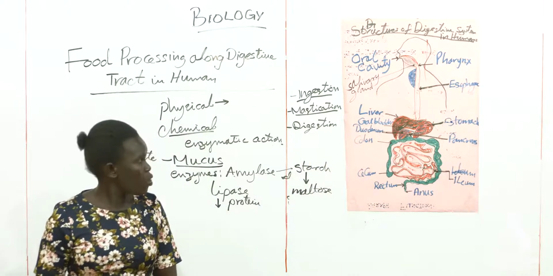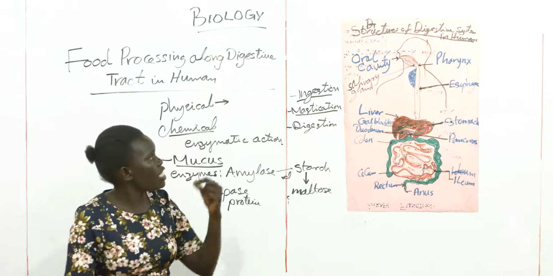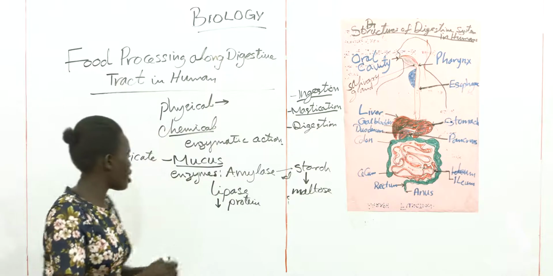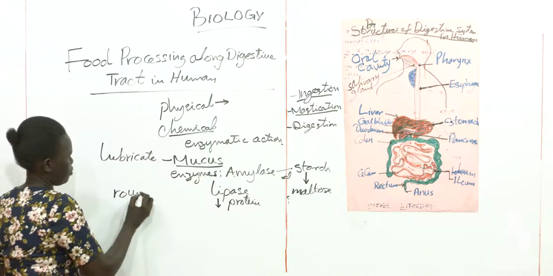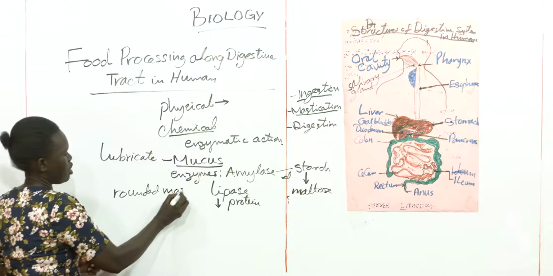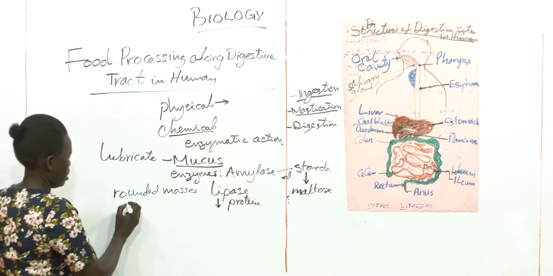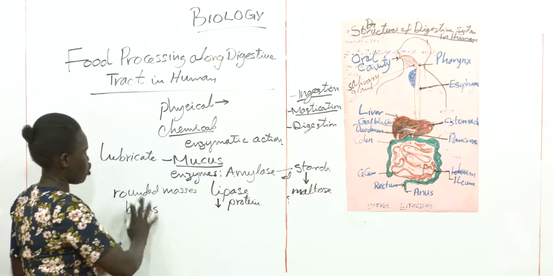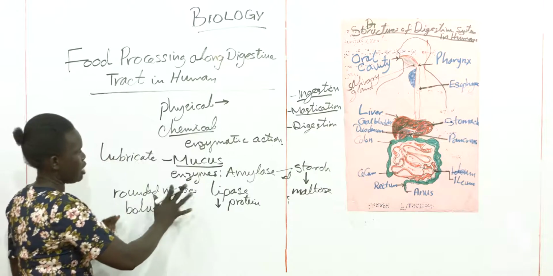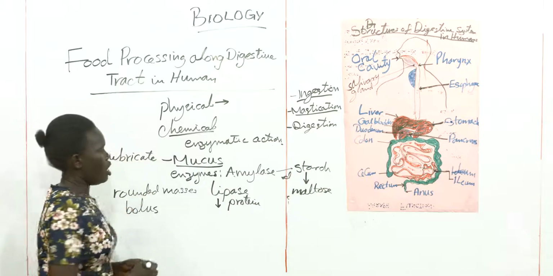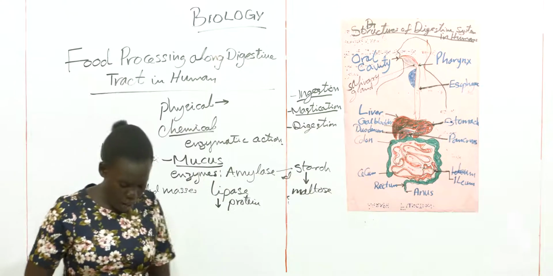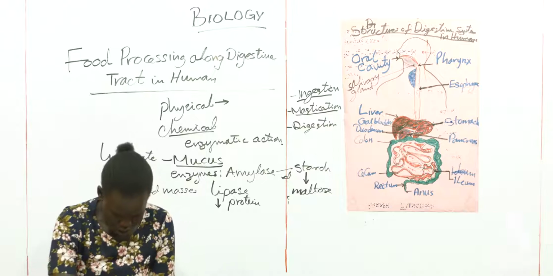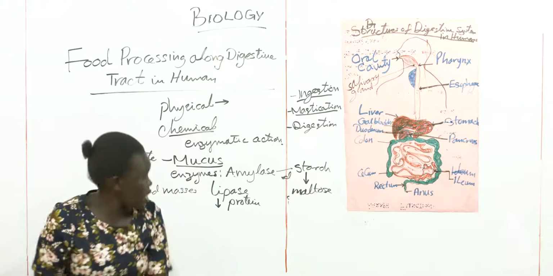In the process of mastication, the tongue is also busy, rolling the food into rounded masses. These rounded masses are known as bolus. So after mastication and rounding of this food, lubricating it and digesting starch, maltose or protein in the mouth, now the tongue will start pushing the food into the pharynx.